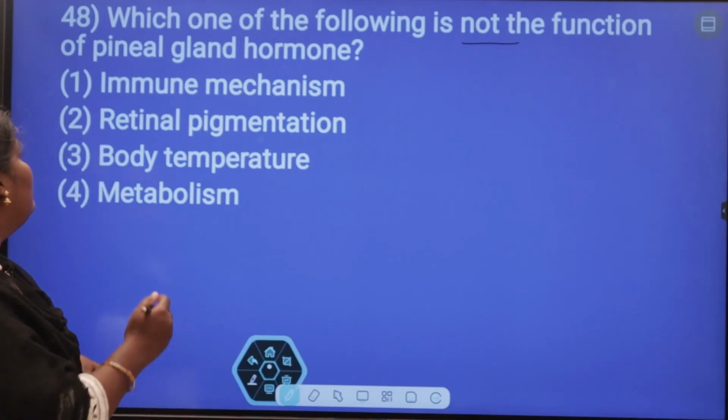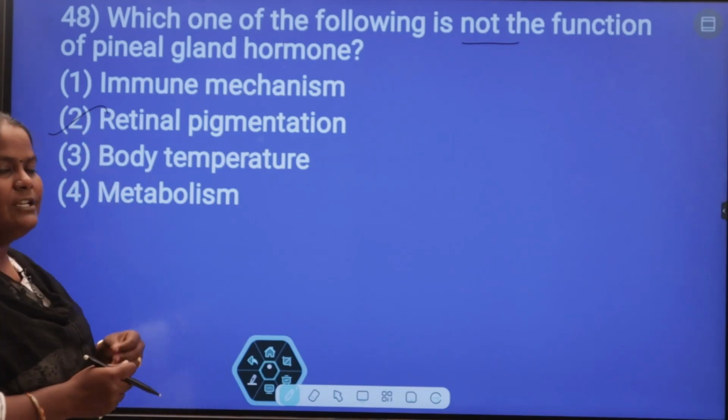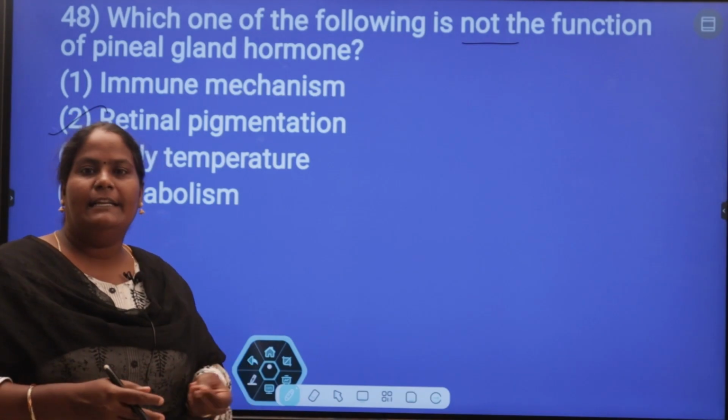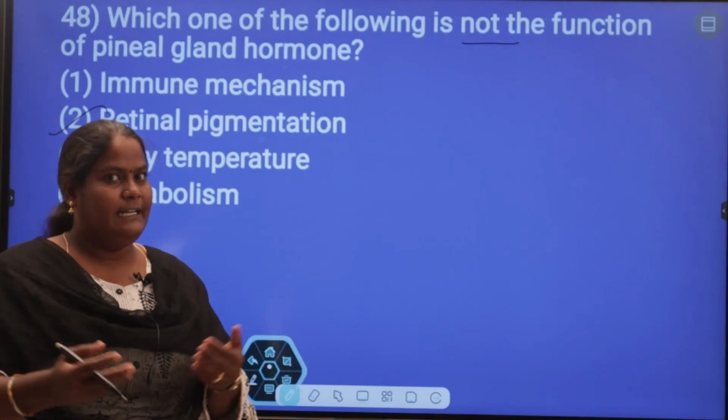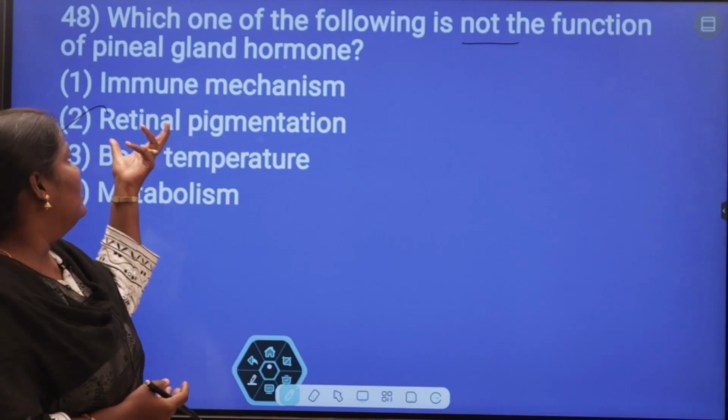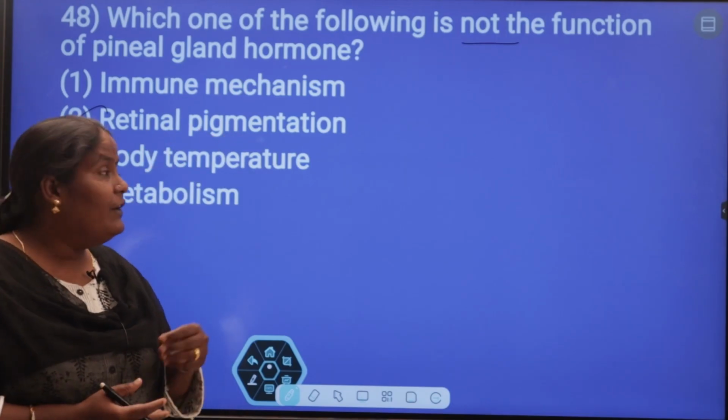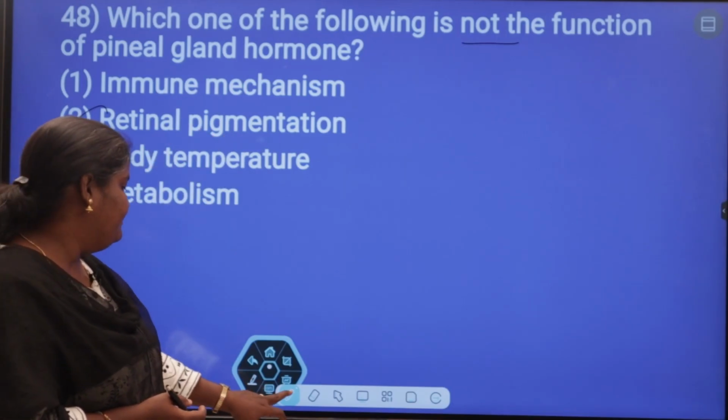So which is not involved is the retinal pigmentation. We have an eye which has a retina. Each and every one has our own retina pigmentation, which varies based on the race. So retinal pigmentation is not a function of the pineal gland.